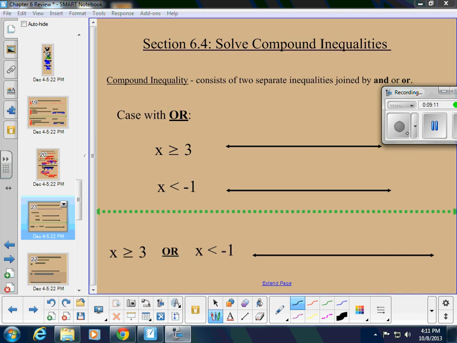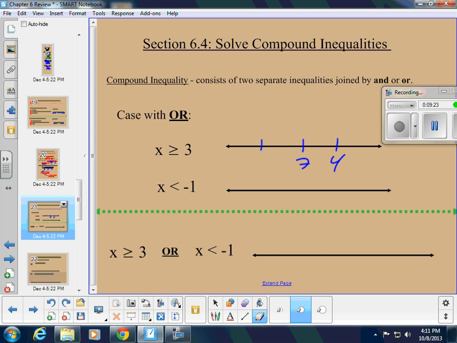This OR case, again, it's a compound inequality. It's a combination of these 2 inequalities. So x is greater than or equal to 3. So here's what that inequality would look like by itself. Well, it would be a closed circle on 3, and I would shade to the right. I want all numbers that are greater than 3.